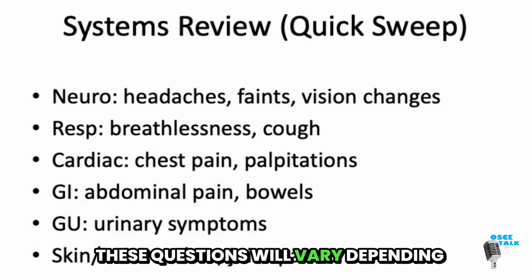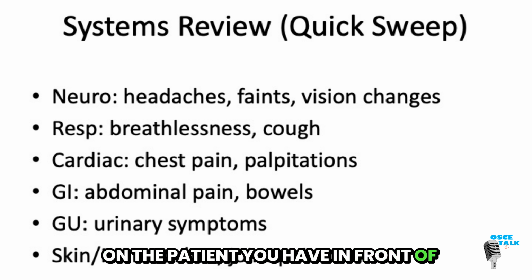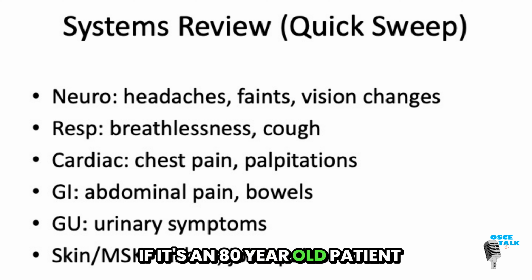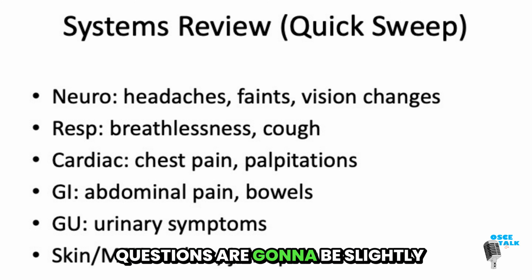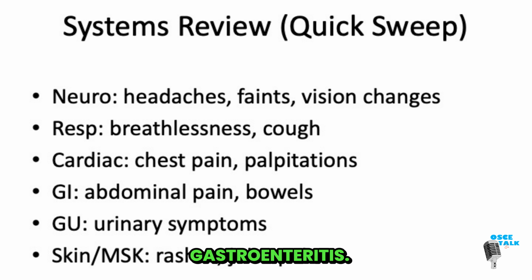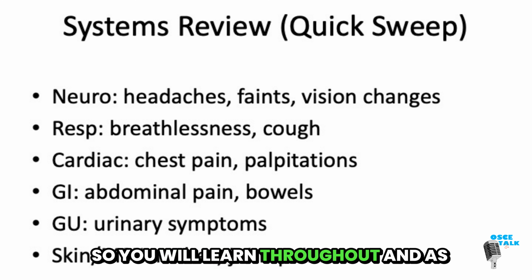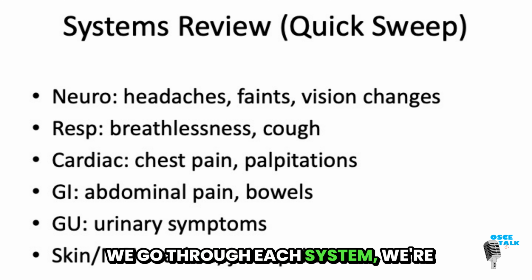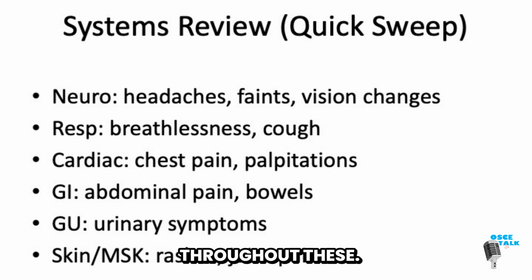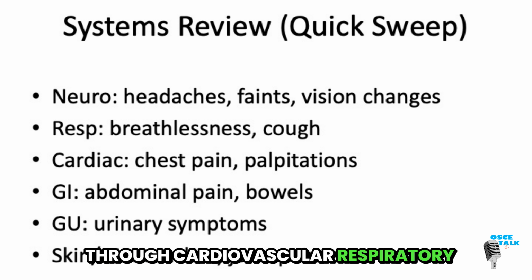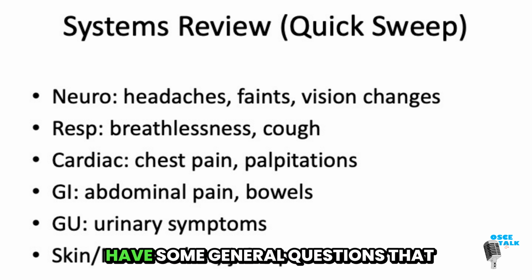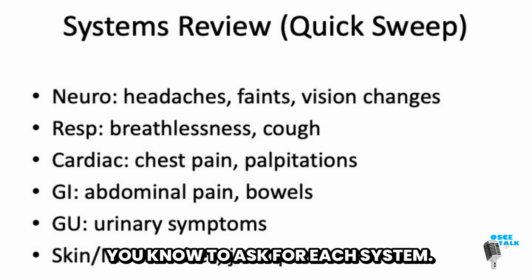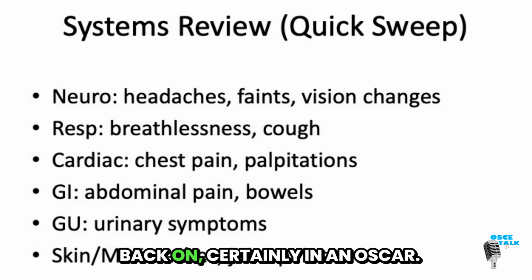These questions will vary depending on the patient you have in front of you. If it's an 80-year-old patient who's presenting with something, possibly a stroke, some of the questions are going to be slightly different compared to if you've got an 18-year-old sitting in front of you and you're thinking it's gastroenteritis. So you will learn throughout these episodes, as we go through each system, cardiovascular, respiratory, the questions that you need to ask for each of those. But if you're ever unsure, it's really good just to have some general questions to ask for each system. I think it's a good structure to fall back on, certainly in an OSCE.